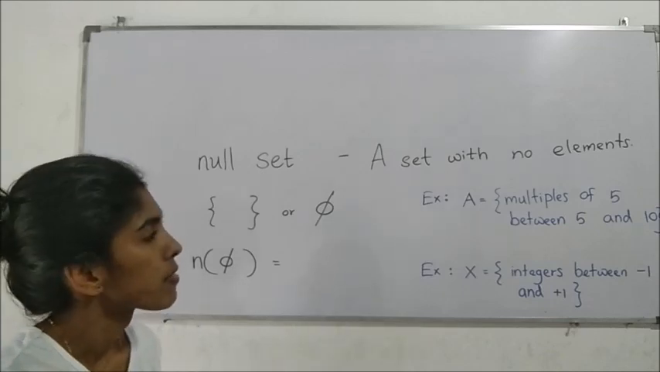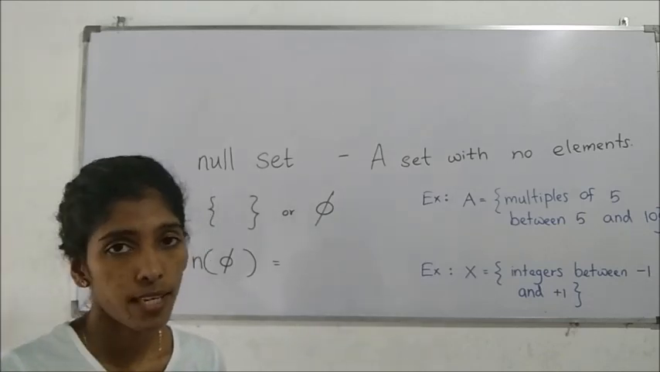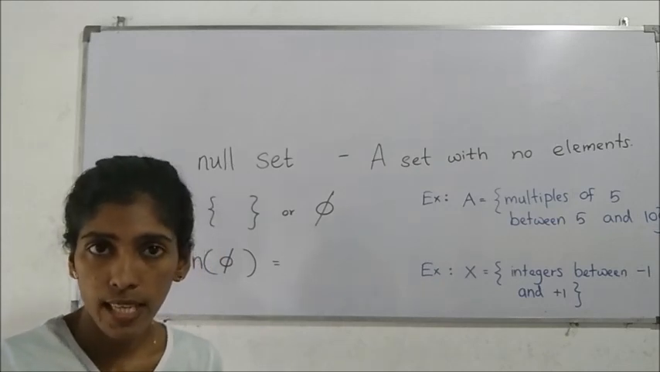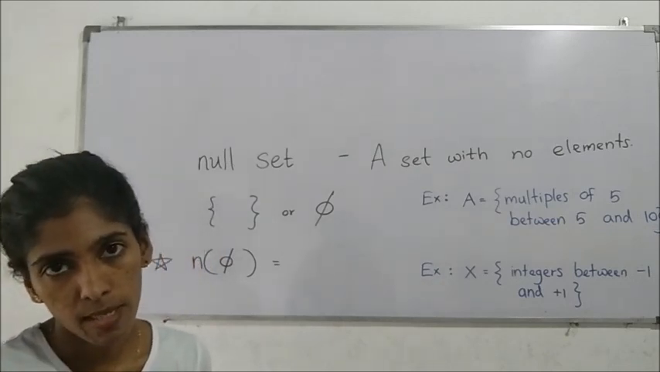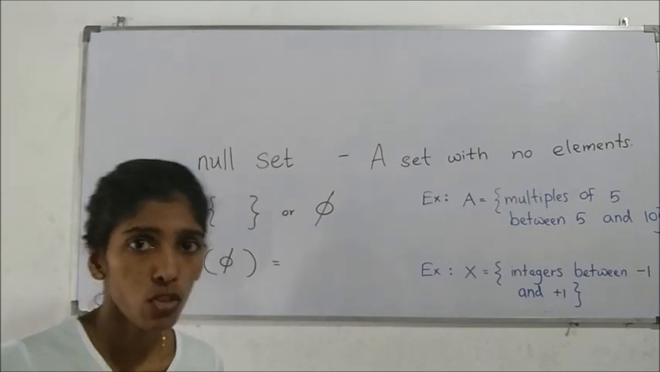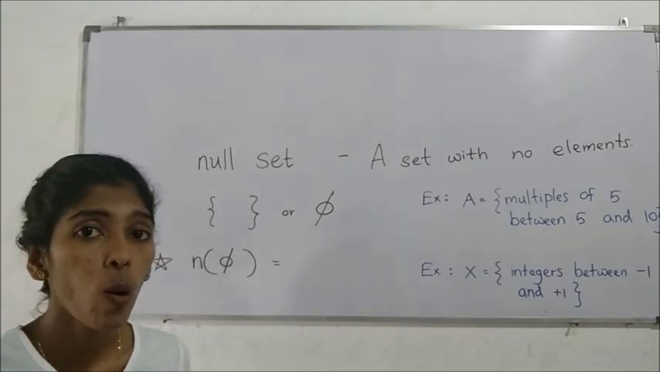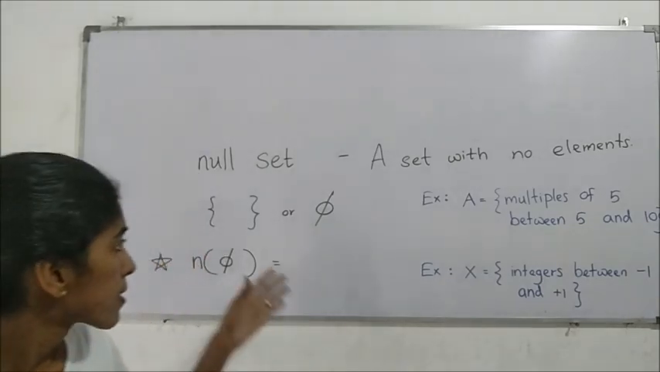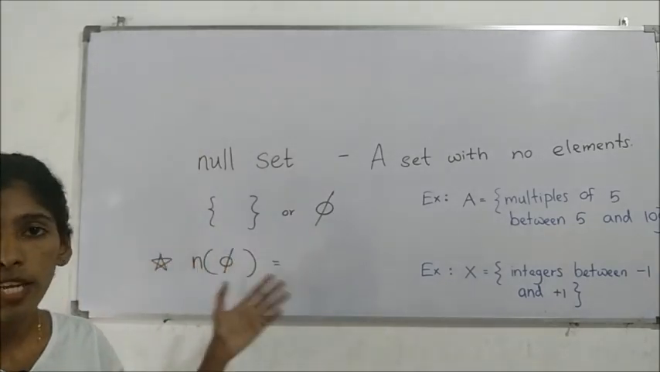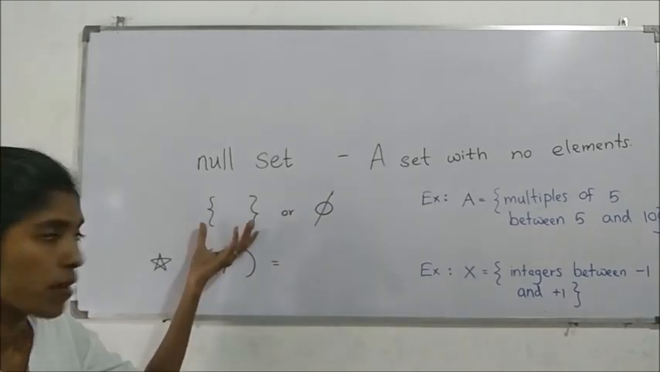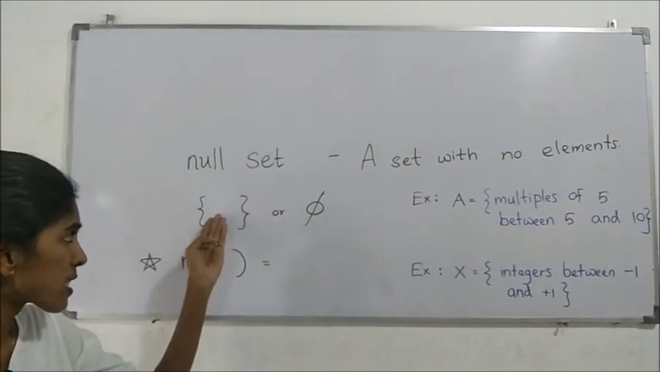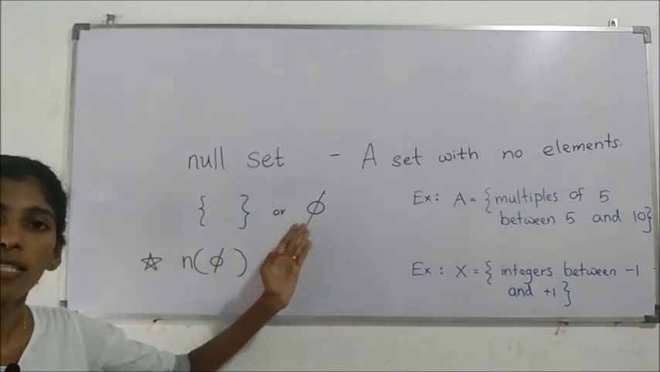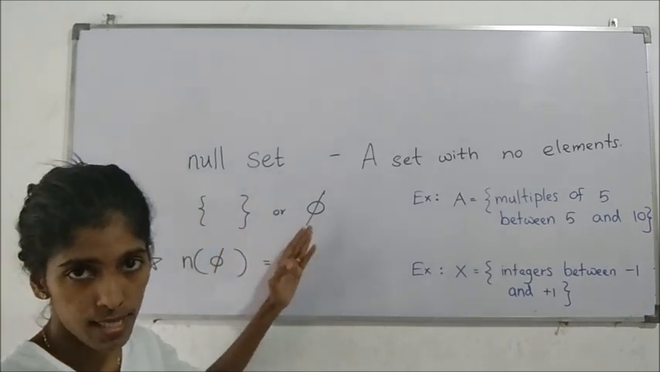Now we will learn about the null set. What is a null set? Null means nothing. That means a set with no elements. There are some sets which have no elements, so they are called null sets. So how do we represent null sets? These are the 2 symbols that we can use for the null set. Empty curly brackets can be used because there are no elements. So you can write like this, or else this is the symbol that we use for the null set.